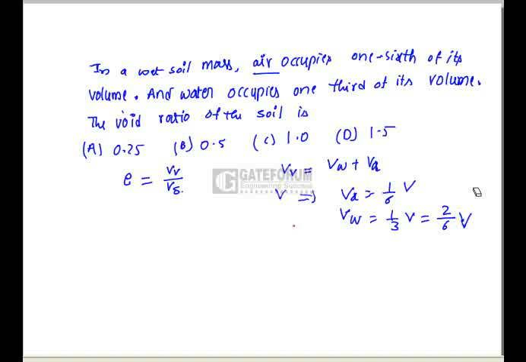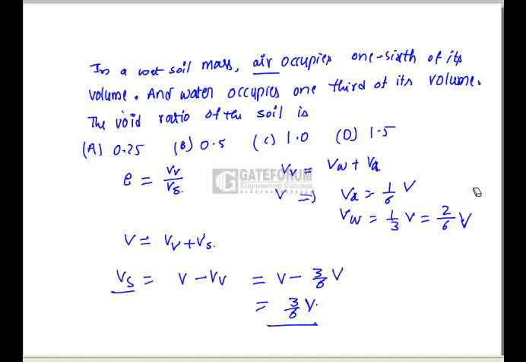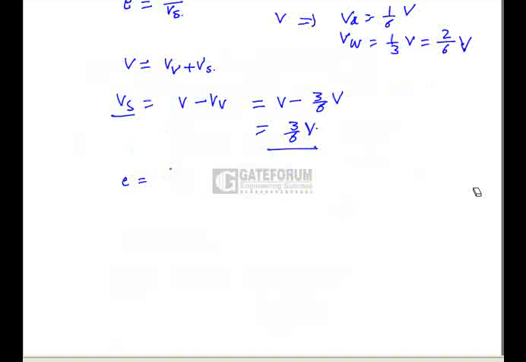So the total volume is equal to volume of voids plus volume of solids. Volume of solids is equal to total volume V minus volume of voids, that is 3/6 V. So 3/6 of total volume is volume of solids. By substituting these values in the above equation, volume of voids is 3/6 of total volume, volume of solids is 3/6 of total volume, that is equal to 1. So void ratio is 1.